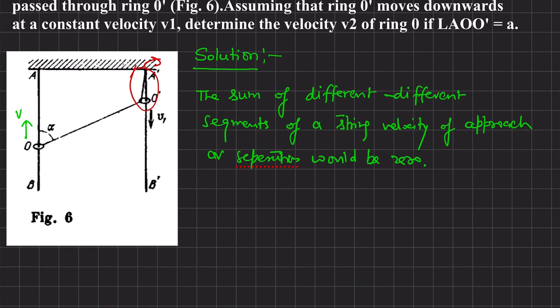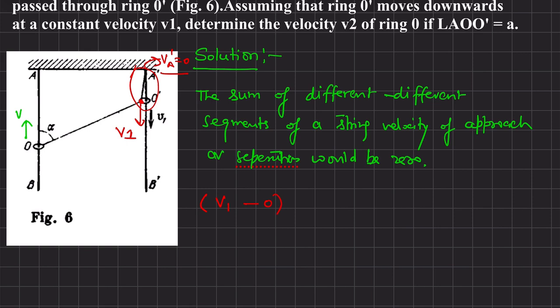If you talk about A dash, the velocity of A dash is how much? 0, because it is fixed. And guys, this point which is at O dash is going with v1. So for the segment A dash O dash, we can write the velocity of separation is happening, and that will be v1 minus 0.